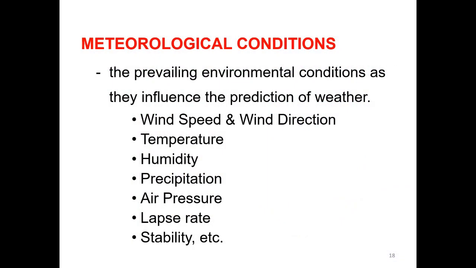So before we discuss the smog, there are meteorological conditions. These are the prevailing environmental conditions as they influence the prediction of weather. So they predict the weather. So we have wind speed and wind direction. We have temperature, humidity, precipitation, air pressure, lapse rate, and stability.